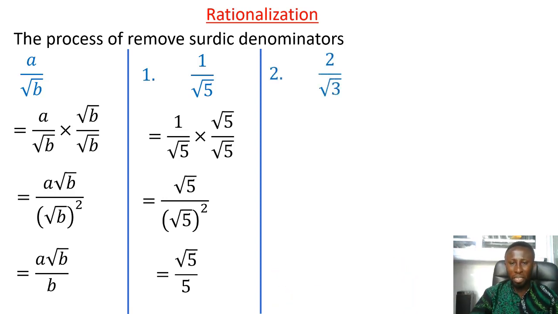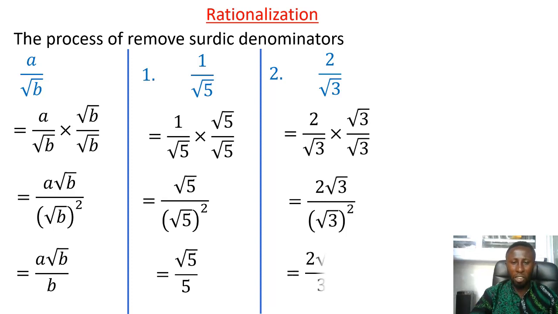2 out of root 3. That one is the same thing. So we use the root 3 to multiply the numerator and the denominator of the fraction. Yes. So our final answer will be 2 root 3 over root 3 all squared. Therefore, our final answer is 2 root 3 over 3.